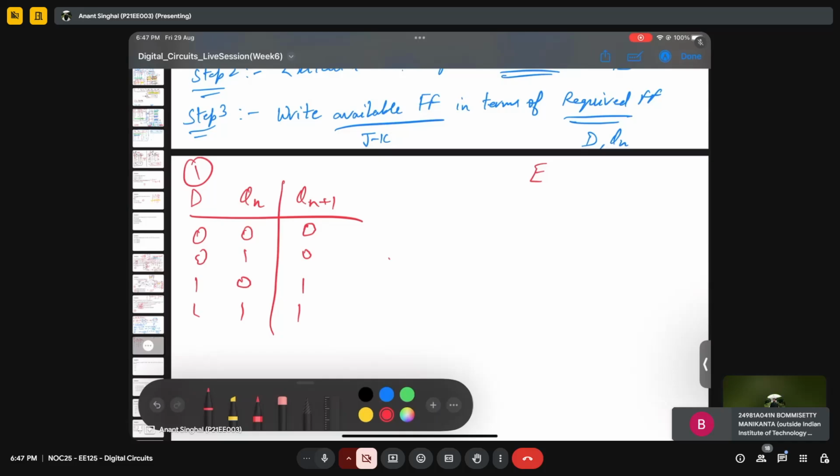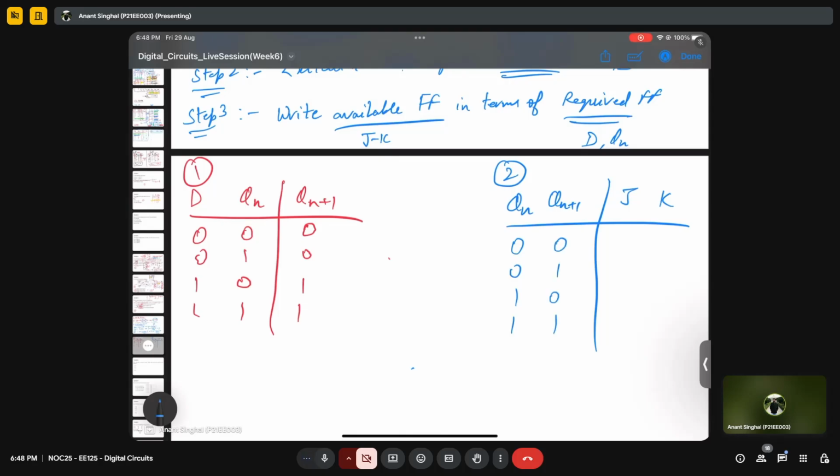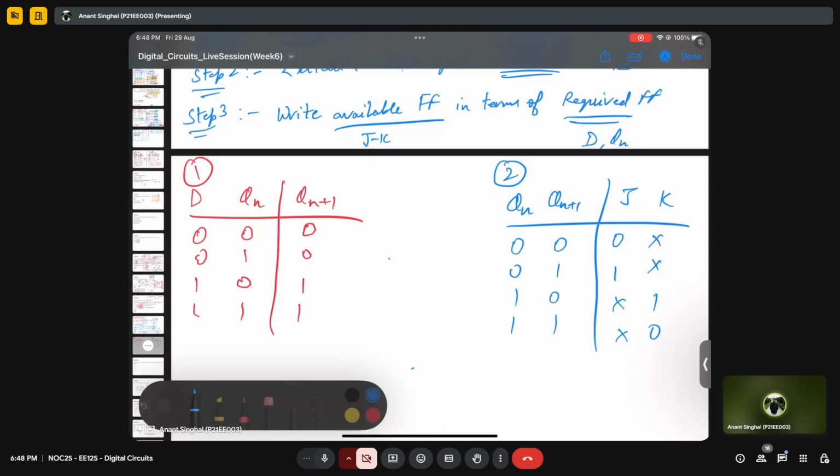Maybe I can use a different color. The second step is to make the excitation table of the available flip-flop, that is JK. It would be good if you can remember these tables because that saves a lot of time. So it's 0x, we have just done it, then x1 and x0. These are the two steps that we have done.